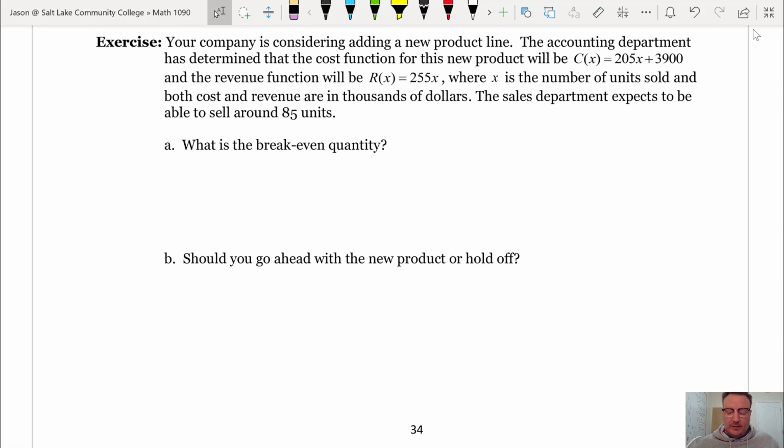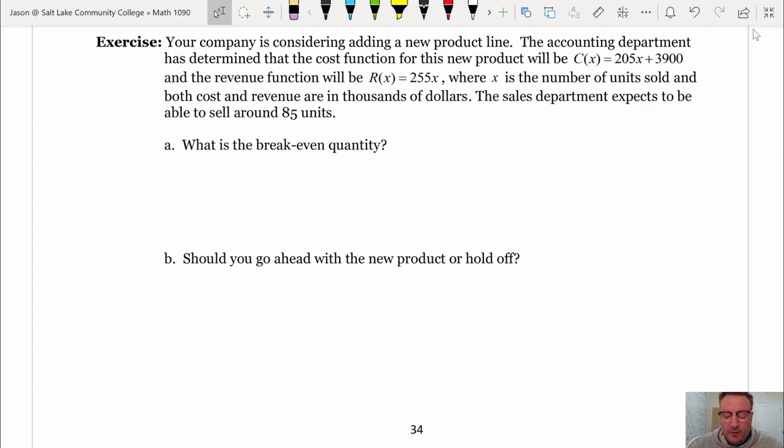Next exercise. Your company is considering adding a new product line. The accounting department has determined that the cost function for this new product will be, so we're using X here for quantity. That's okay. So C of X will equal 205X plus 3,900. So the 205X, that's the variable costs. It depends on how many items you produce. And 3,900, that's the fixed cost part of the cost function.